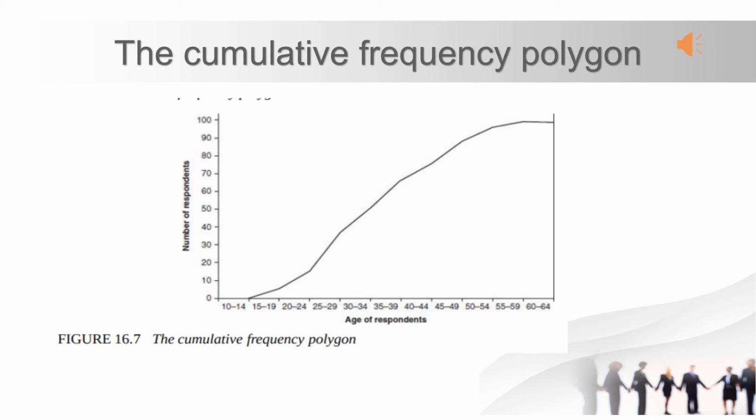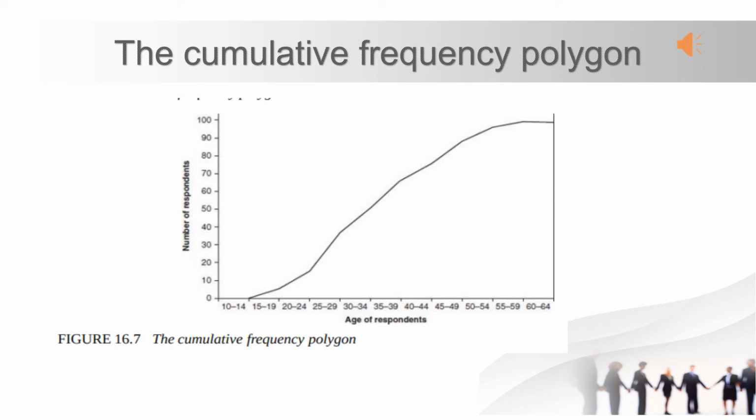The endpoints of the interval are joined to each other, the reason being that the cumulative frequency is always based on the upper limit of an interval. As you can see in figure 16.7, the cumulative frequency polygon, you have the age of respondents. So you have here the last part, which is 60 to 64, and it almost reaches 100, the number of respondents on the attitudes towards uranium mining.